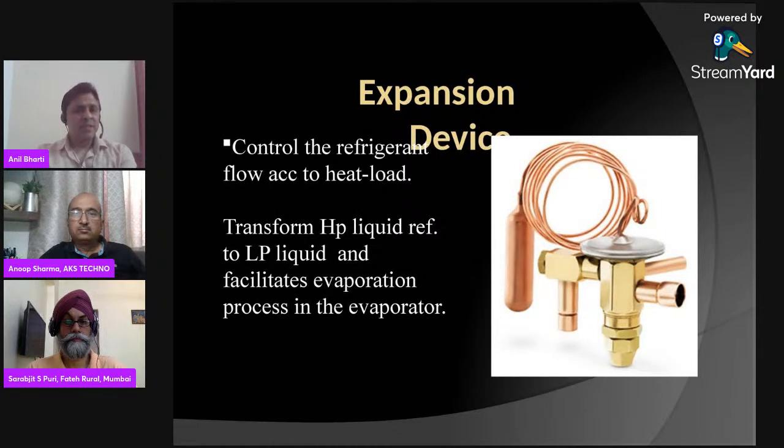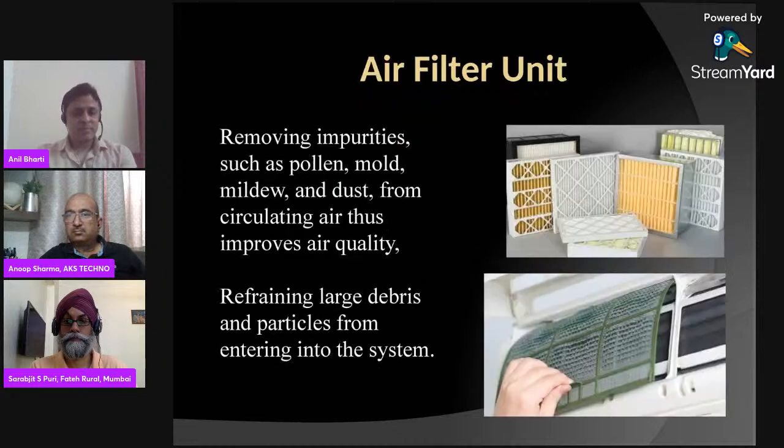There are many types of expansion devices. This is a typical capillary tube expansion device, which provides a large and vast surface area to the liquid refrigerant. So as soon as the liquid refrigerant enters this capillary, it suddenly experiences a sudden pressure drop.